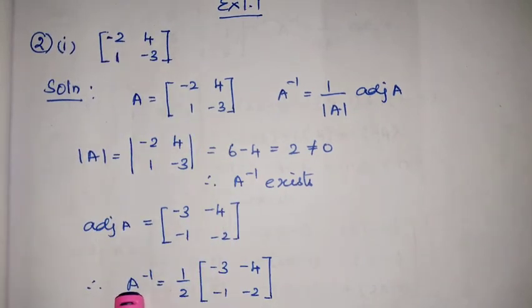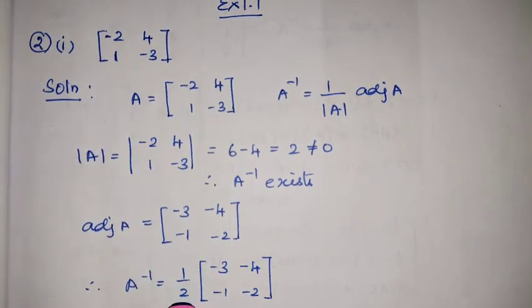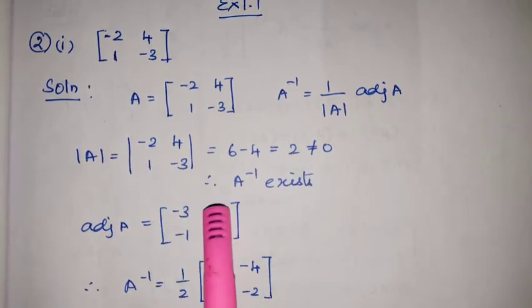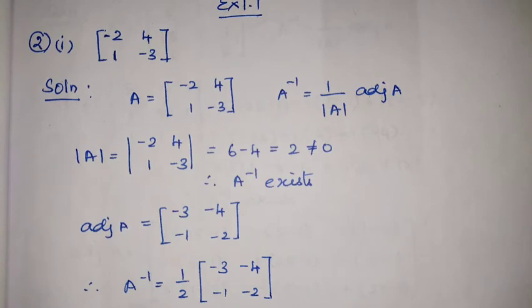So A inverse is equal to 1 by determinant A. What is determinant A? 2. So 1 by 2, and write the adjoint A. So it's very simple to find the inverse of a 2 by 2 matrix.